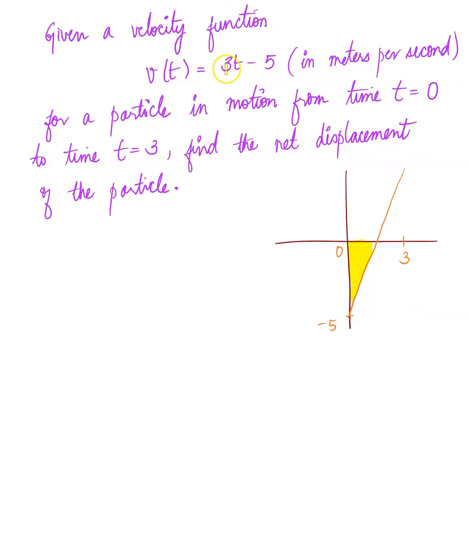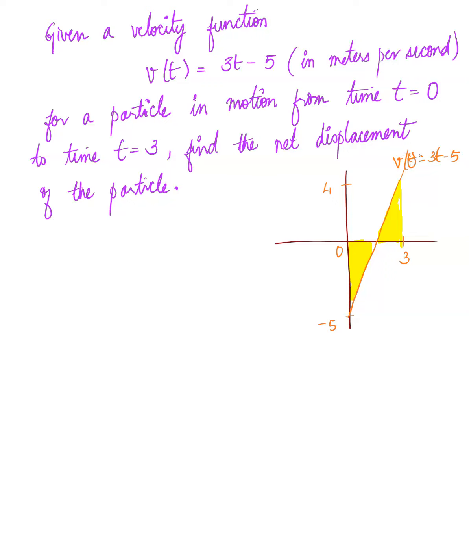And when I plug in 3, let's see what happens. 3 times 3, 9, 9 minus 5, 4. So roughly, say 4 is somewhere here. That's where this will end, right? So I'll have to kind of shade it like this. So this is just sketching it, where this orange is v of t equals 3t minus 5.